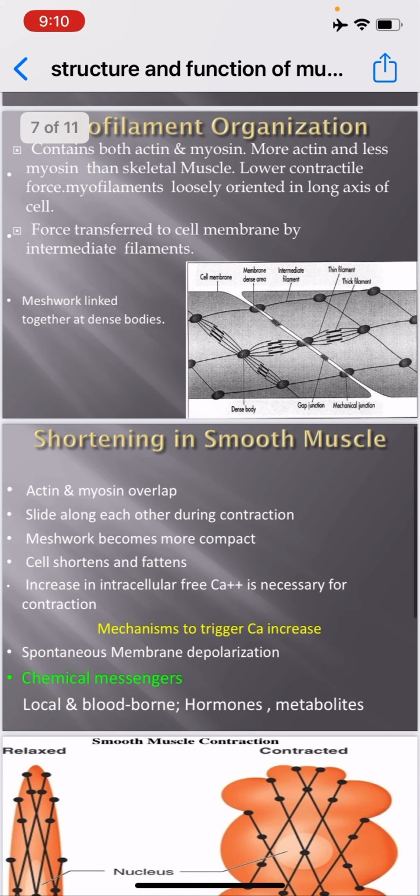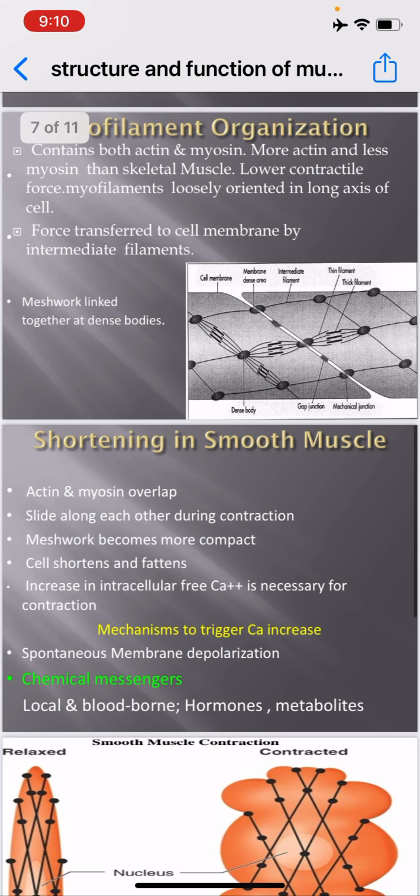You can see in the diagram it is a mesh-like structure. There is a cell membrane, there is a membrane dense area, then there is an intermediate filament between two membrane dense areas, then there are thin filaments between two membrane dense areas, then you have gap junctions, mechanical junctions, and dense body.